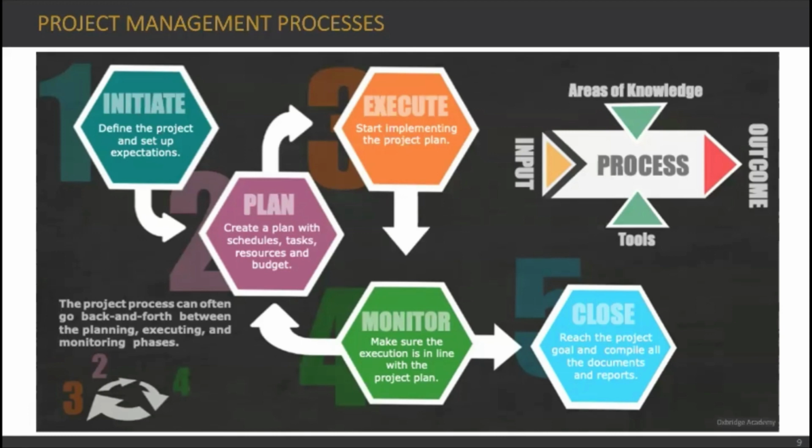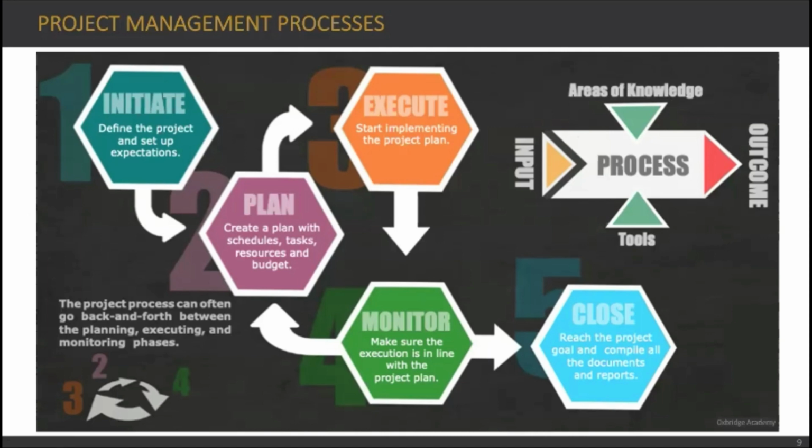Then in the execution phase, we start to implement the project plan. In the monitoring, we control the execution, whether it is in line with the project plan or not. And in the closing phase, after reaching the project goal, we compile all the documents and reports. And here we can say that the project process can often go back and forth between planning, executing, and monitoring phases.